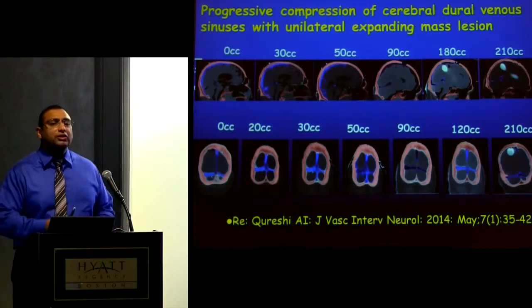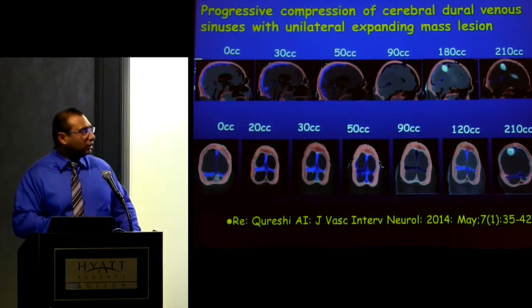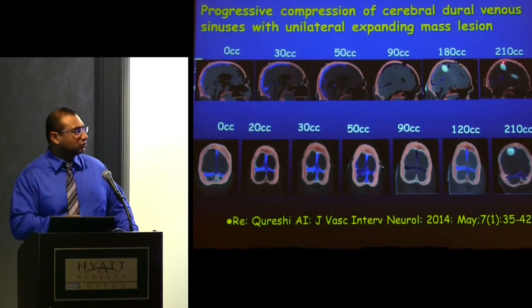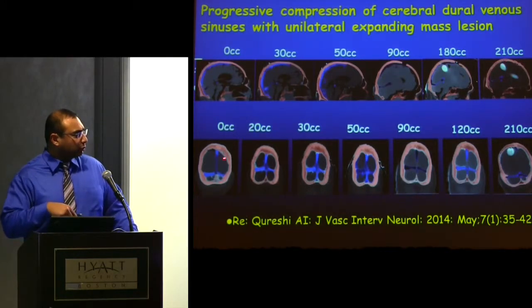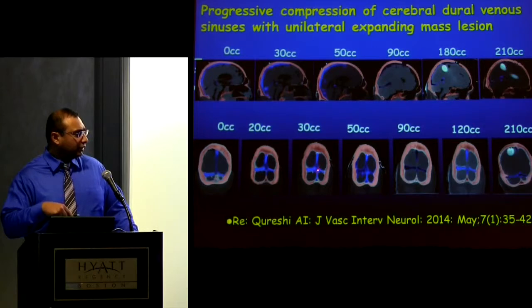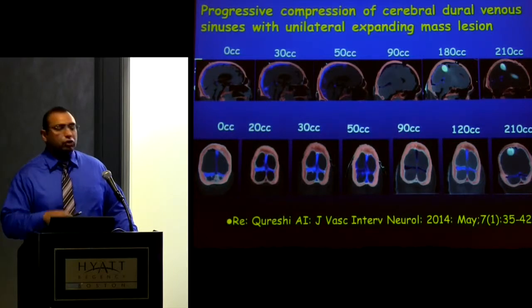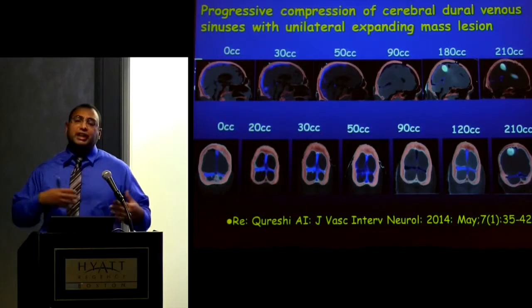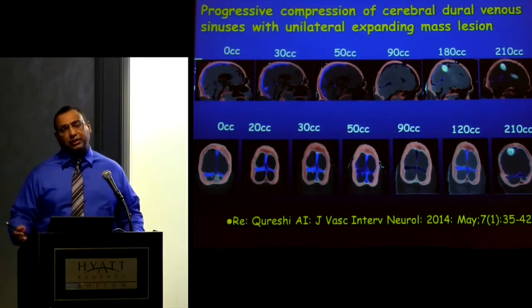But when you go to larger amounts of inflation in the cranium, you do start seeing obliteration of the venous sinuses. Similarly, if you're looking from the posterior aspect at the transverse sinuses and the confluence of sinuses, you would notice that your intracranial mass lesion has to be at least 90 cc's before you'd see any distortion of these venous sinuses.